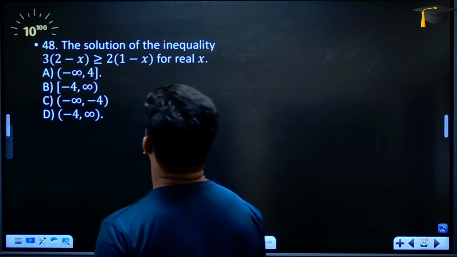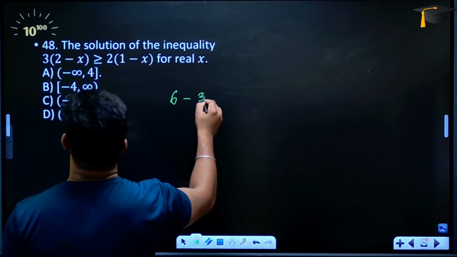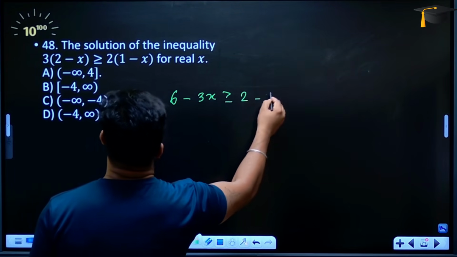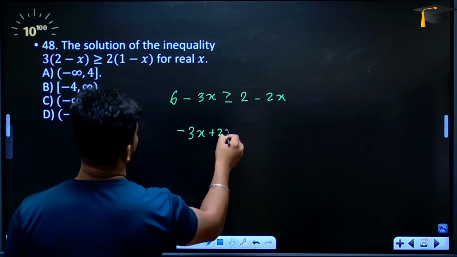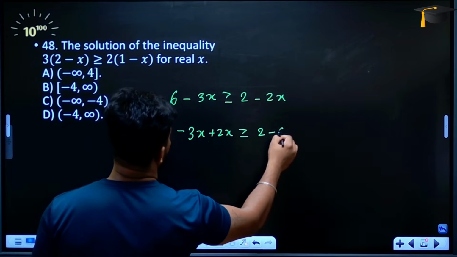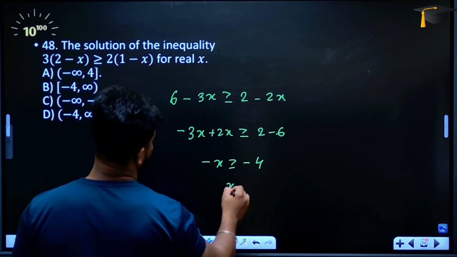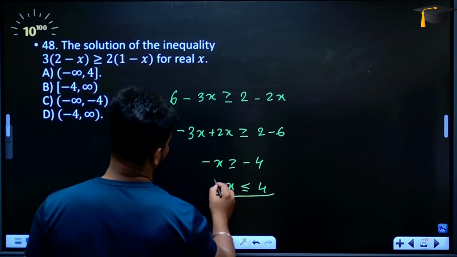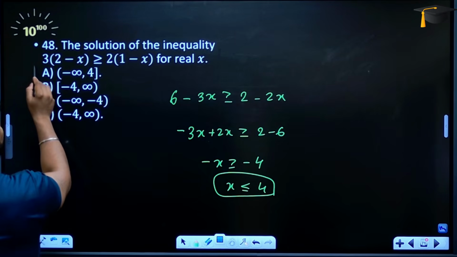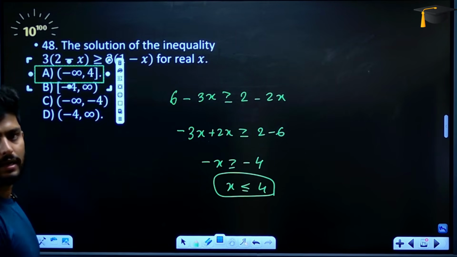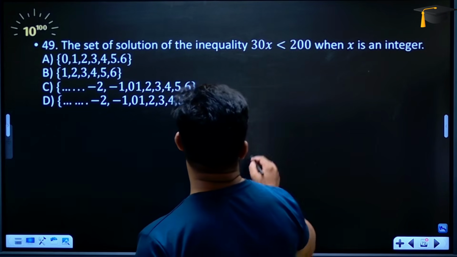Next, the solution of the inequalities. So solve this. So 6 minus 3x greater than or equal to 2 minus 2x, right? So minus 3x plus 2x greater than or equal to 2 minus 6. So minus x greater than or equal to minus 4. x less than or equal to 4, right? x less than or equal to 4. So once again, option A. Correct. Simple question.